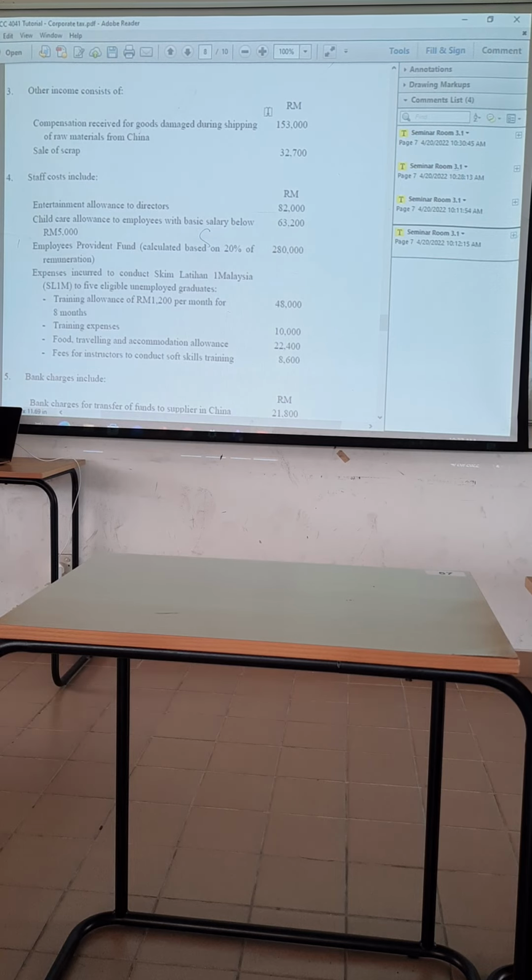So the SLIM program, Skim Latihan Satu Malaysia, is to cater for unemployed graduates. The government says that some companies, especially the big ones, can offer this scheme. You absorb those unemployed graduates, they are not employed, and take them as your management trainees.